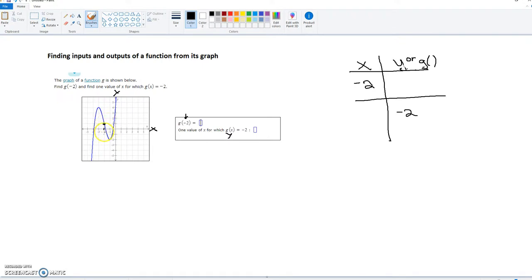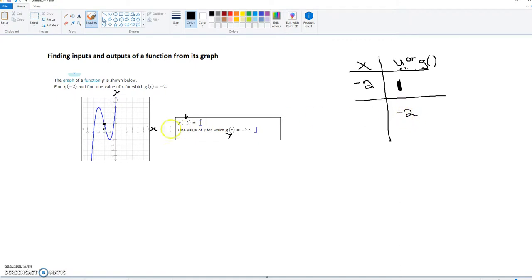So we see that? Here's our -2. We went up to our graph, our line, and then here's our 1. So we're going to put our 1 right here. Okay, so we found the answer for this one.